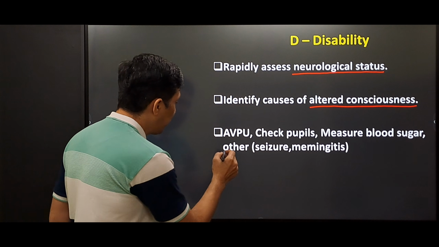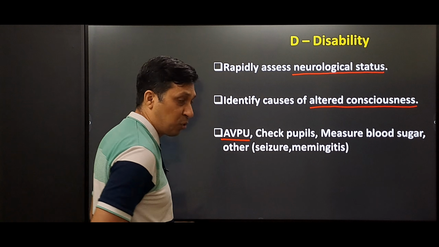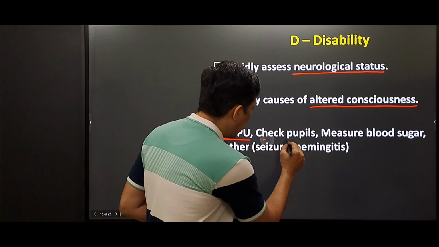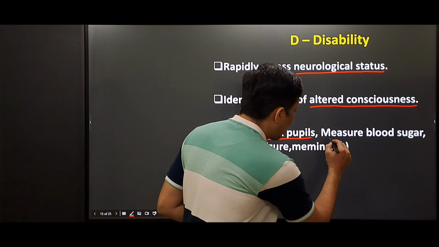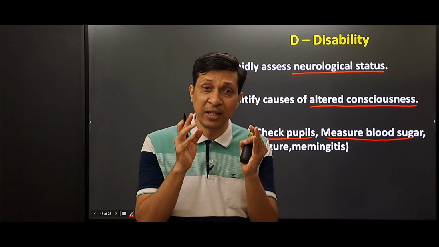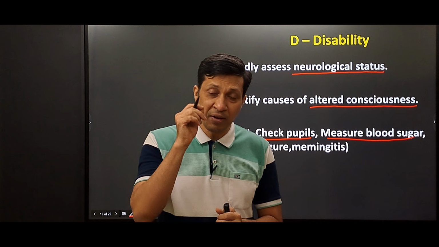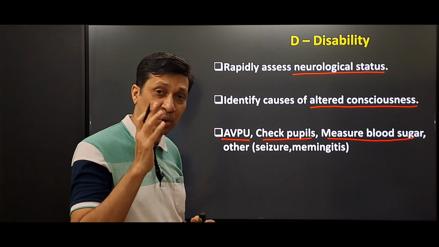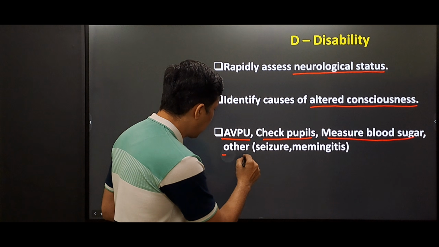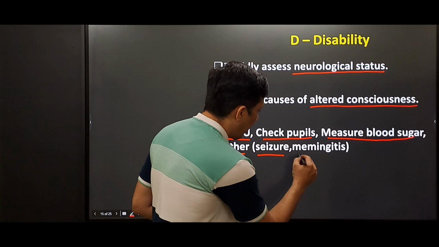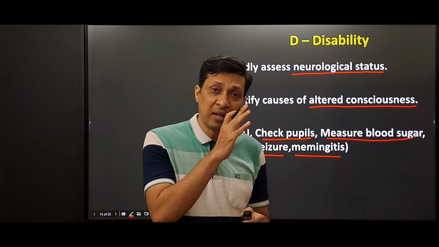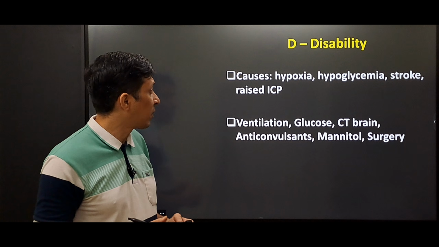How will you check that? You will check the AVPU. With this scale, you will check the consciousness of the patient. You will check the pupils. You will also measure blood sugar. Friends, simple hypoglycemia can lead to altered consciousness. So never forget to check blood sugar in this disability. And you would also see certain other signs like if there are seizures or signs of meningitis. So in this way, you will assess the consciousness of the patient.